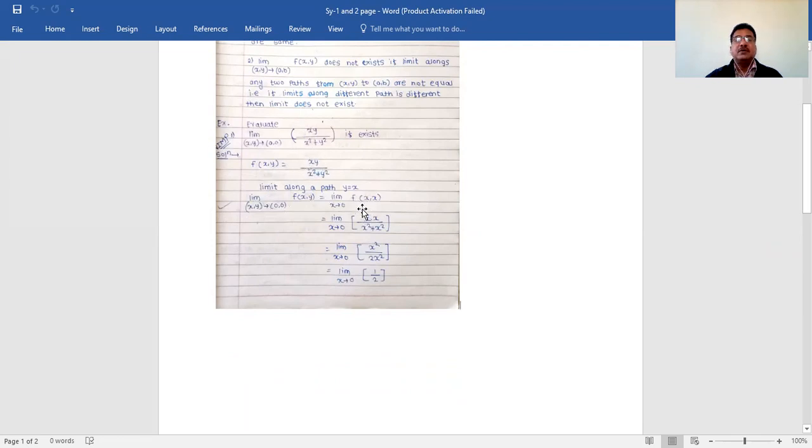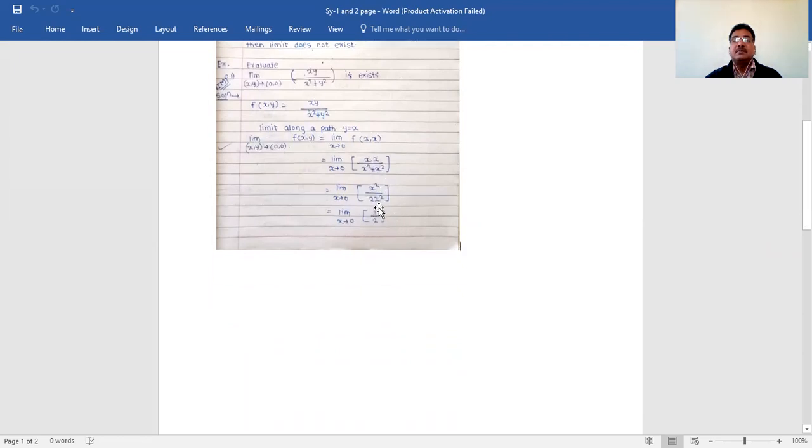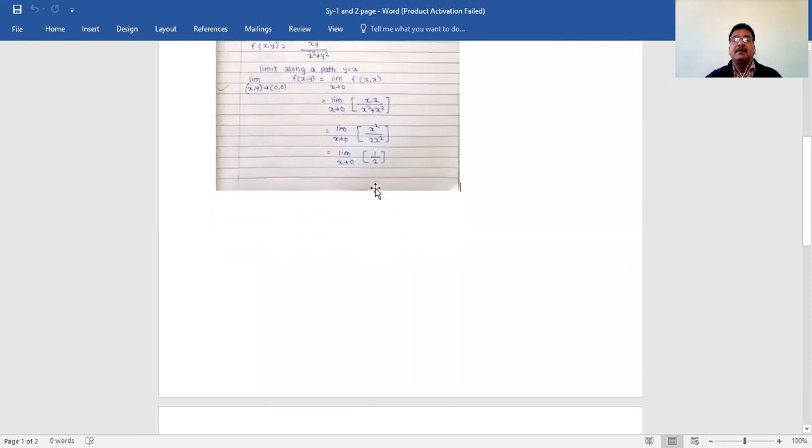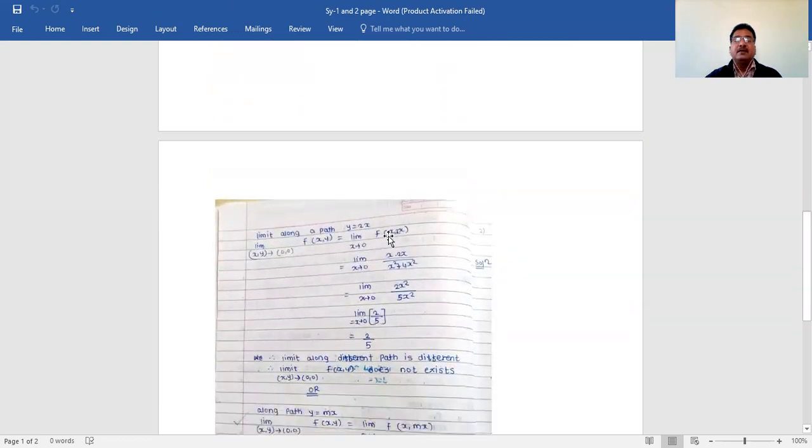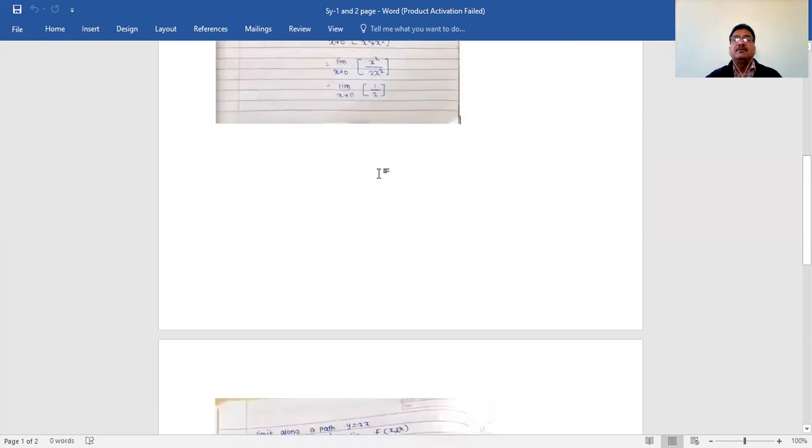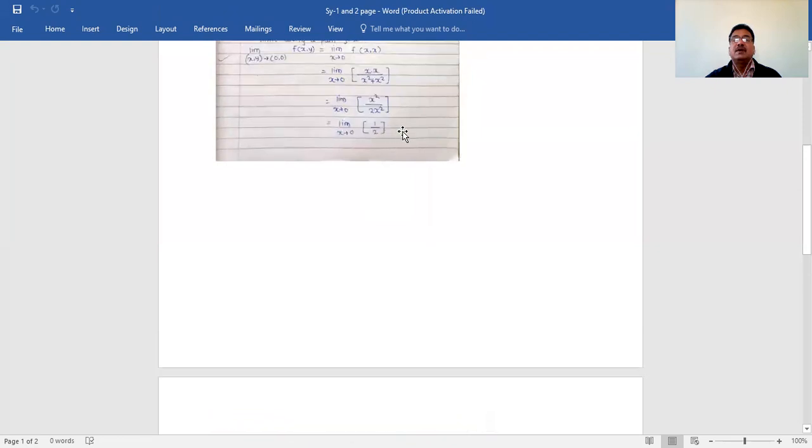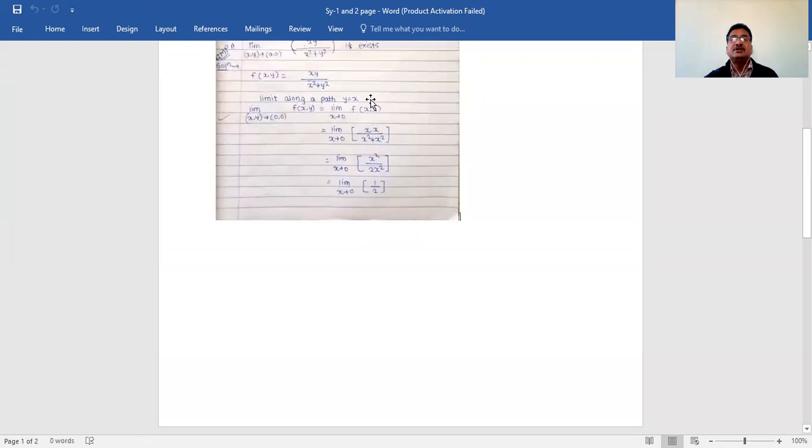So f(x,x) is what? Replace y by x. Then we have x square by 2x square, which is 1/2. And the limit of 1/2 is 1/2. So this answer is equal to 1/2. This is the limit along the path y equal to x.